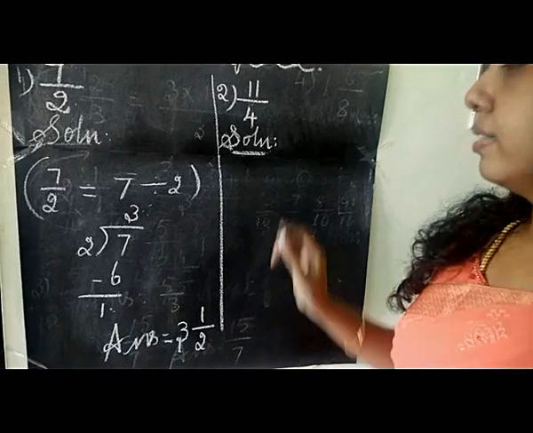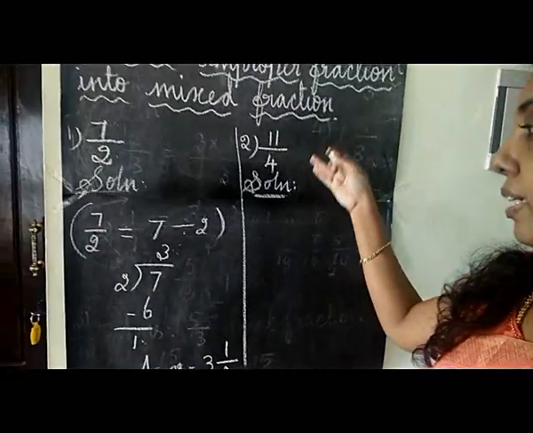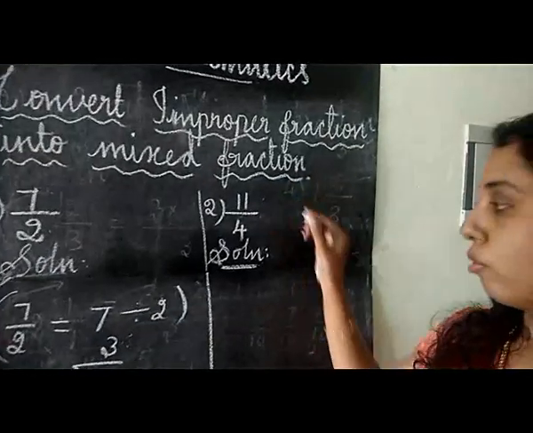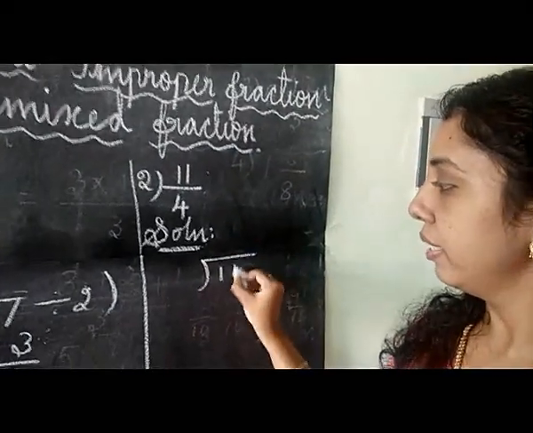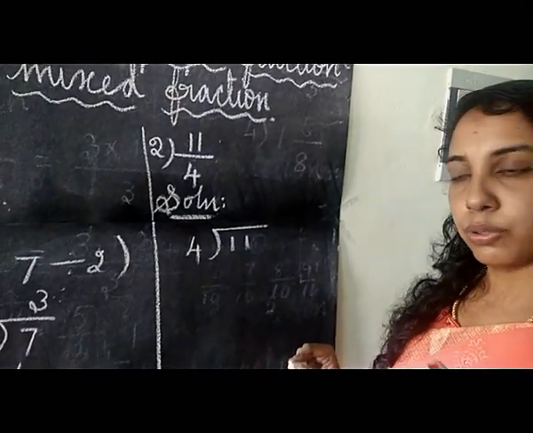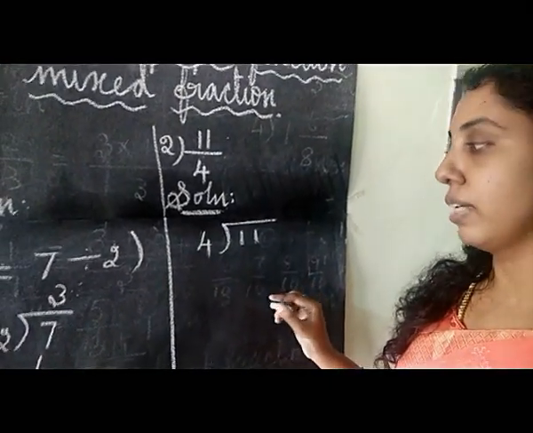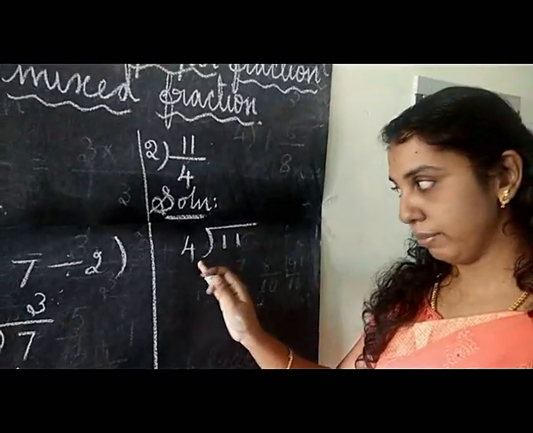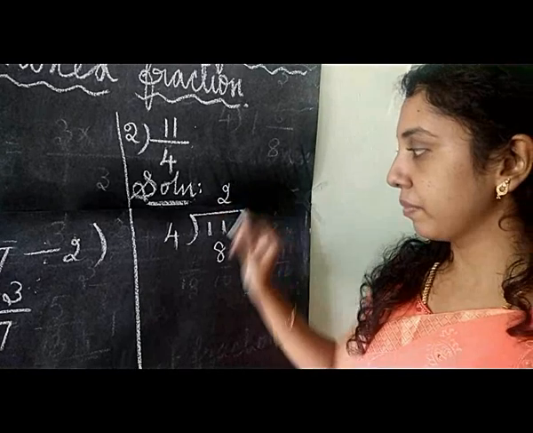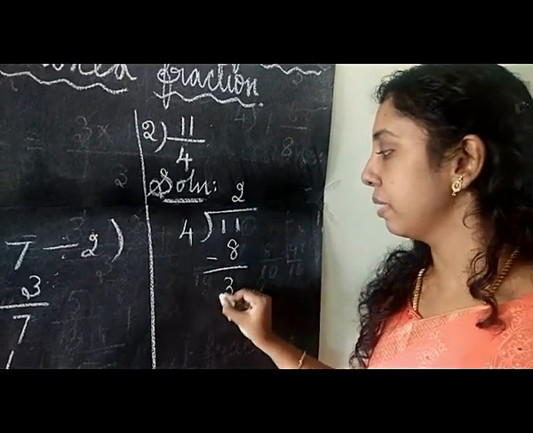So as I said, fractional number and division are related. We are going to divide this 11 by 4. So 11 divided by 4. So 1 4 is 4, 2 4s are 8. We can't find 11 in the 4 table. So we can choose 8, second time. When you subtract it, you will get the remainder as 3.